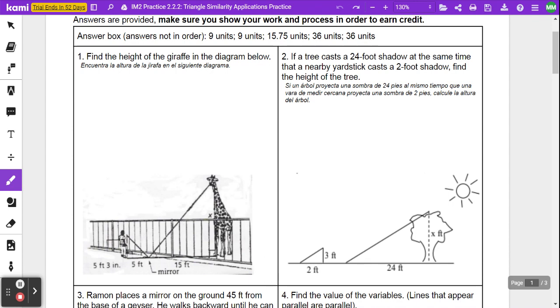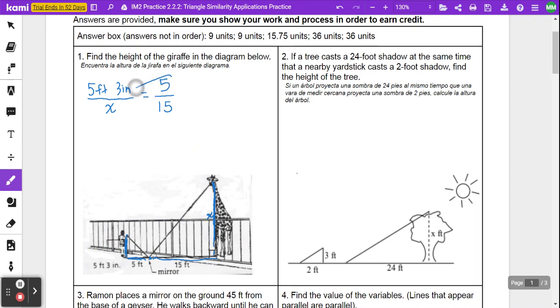Here we go. Number one, we're going to find the height of the giraffe in the diagram below. What I notice is that I have similar triangles, and the height of the person corresponds to the height of the giraffe, and the distance the person is from this focal point corresponds to the distance the giraffe is from the focal point. So I can say the height of the person, 5 feet 3 inches, divided by the height of the giraffe, equals the distance the person is from the focal point, divided by the distance the giraffe is from the focal point. And this must be true because corresponding parts of similar triangles are proportional.